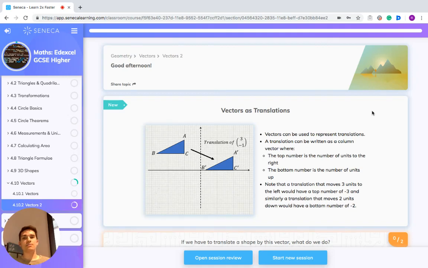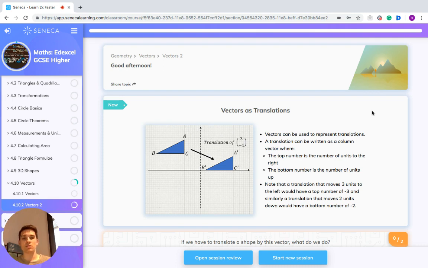Hello there, and in this episode we're going to travel straight into the right direction and with a magnitude to look at vectors. This is our second episode looking at vectors, so if you haven't listened to the first one, I recommend you do that before you listen to the rest of this episode.